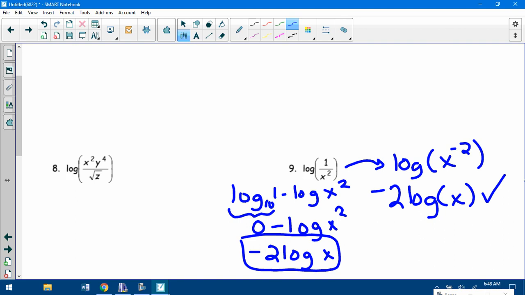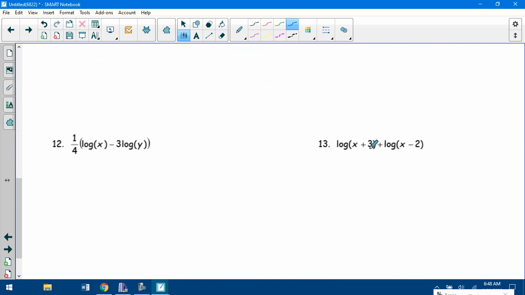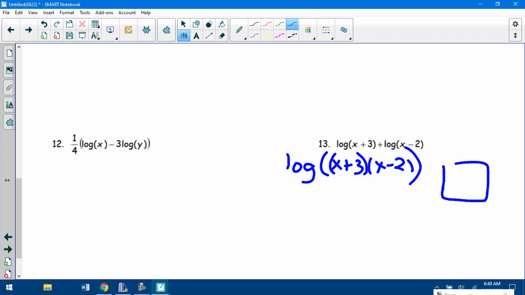Okay. The only other issue I saw, a couple of you on number 13, this is 2 logs added, so I can't split that up at all, because this is just a log added right now. But 2 logs added become 1 log what? Multiplied. X plus 3 times x minus 2. And then what do you think you'd do? Yeah, you'd FOIL or box it out, get your answer that way.